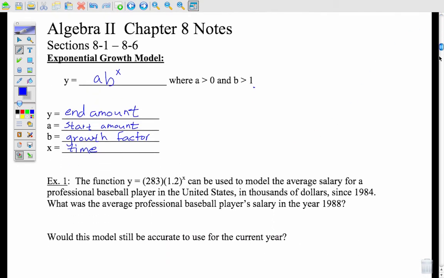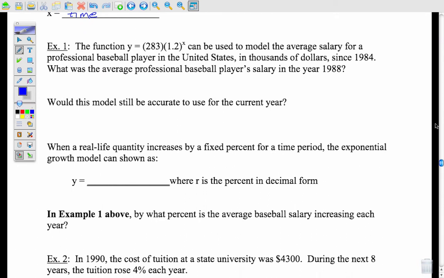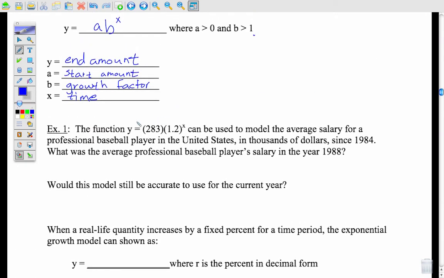So, knowing all of those, let's look at an example. Here's an example of what an exponential model equation looks like, where this is your ending amount, this is your starting amount, this would be your growth factor, and there's your time. It says, what was the average professional baseball player's salary in the year 1988? Well, it says that this is starting in 1984, and I want to know 1988. So in my y equals equation here, I now know what the starting value was, which is 283. My growth factor is 1.2. I now know my time. You subtract these two, I want to plug in 4 years, and that will give me my ending amount.